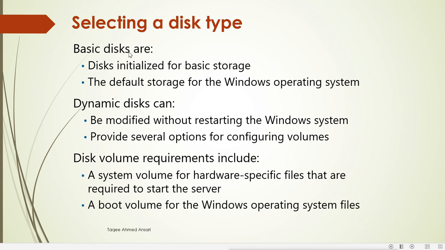But when you have a basic disk with partitions, we don't have to delete any partition. We can directly convert the disk into a dynamic disk. Now, it provides several options for configuring volumes. Volumes, we can say partitions. In this dynamic disk we can create a span volume, a mirror volume, a stripe volume, a RAID 5 volume. So we can create different types of volumes with this dynamic disk.